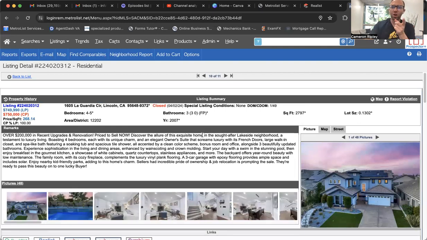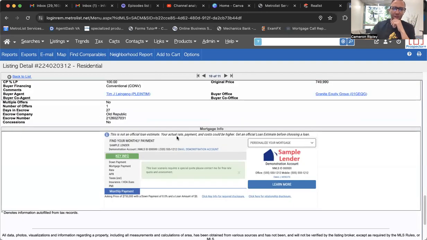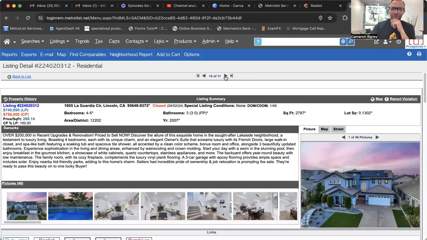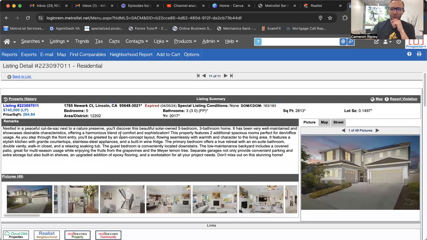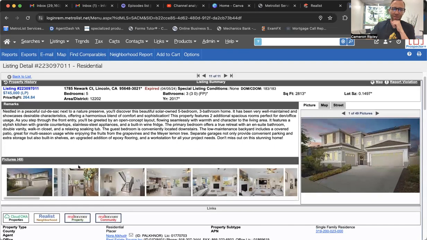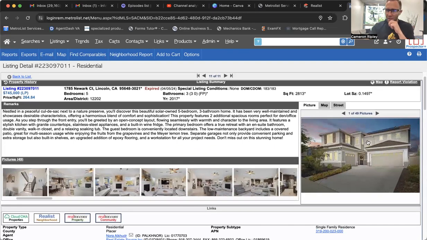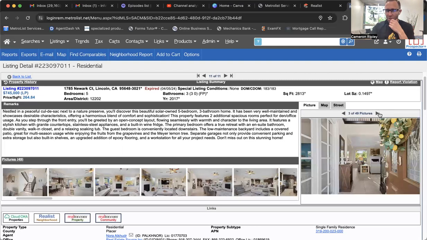Oh, this is the one that was on the market and then came off. One offer. Let's see. Expired. So why did this one expire? Because it hasn't gone back on the market. 5-bed, 3-bath, 2,800. So it's kind of close to yours. They were listed at 745. It looks like relatively good pictures.